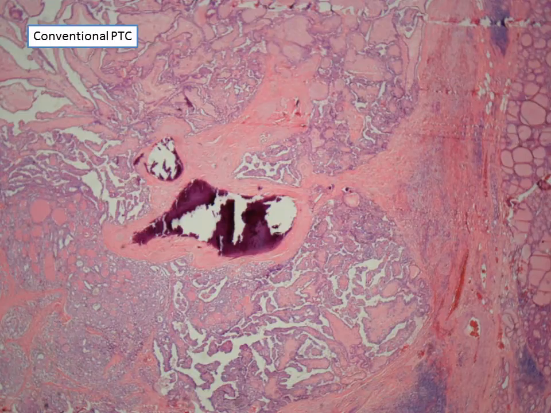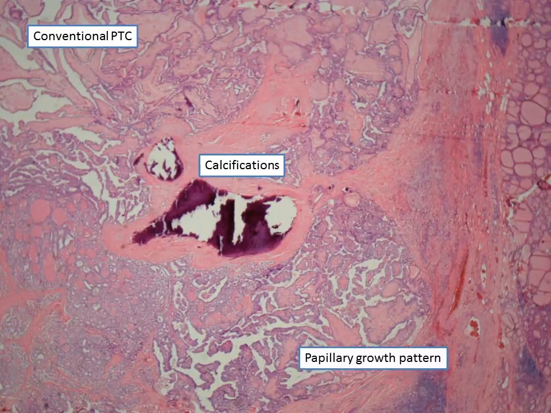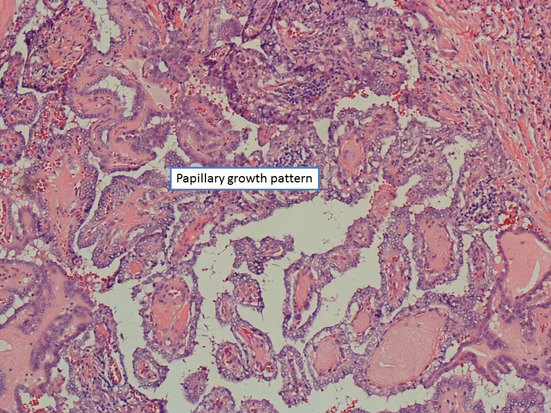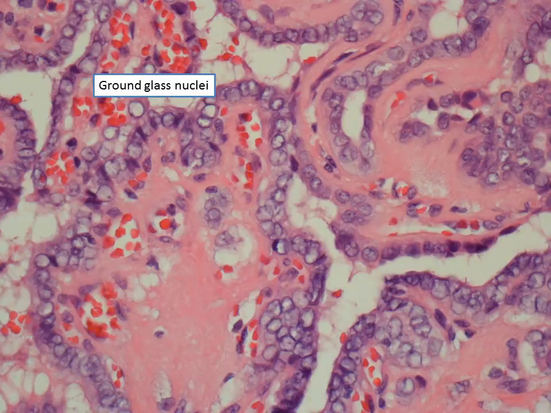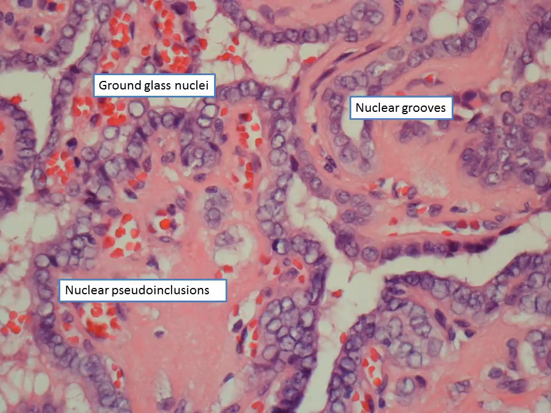The conventional type of papillary thyroid carcinoma can show focal areas of calcification and a papillary growth pattern. High power shows the papillary growth pattern with the fibrovascular cores lined by the epithelial cells. These epithelial cells classically show ground glass nuclei, as shown in the picture right here, nuclear grooves, and nuclear pseudoinclusions.